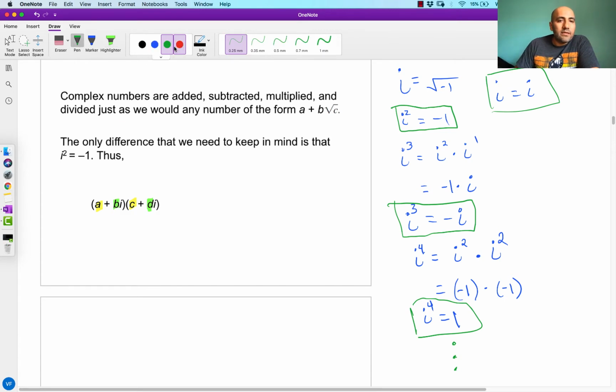How do we multiply these? Well, good old FOIL will work out. So the first, the outer, the inner, the last. That will do it.